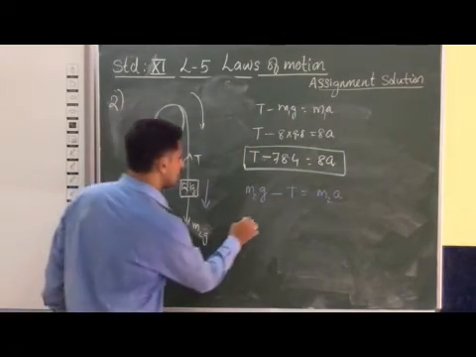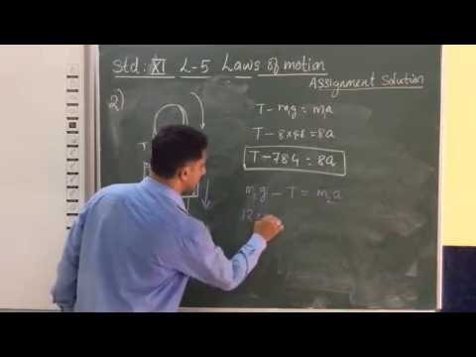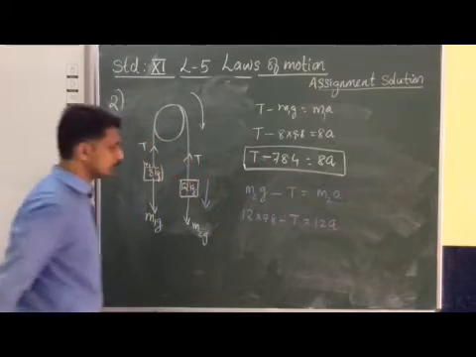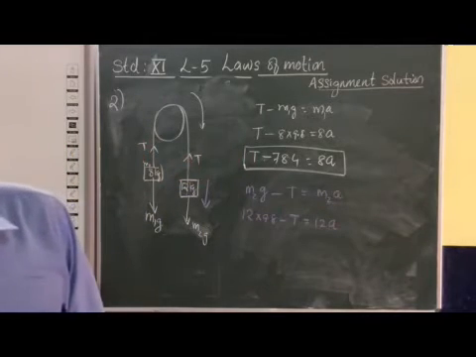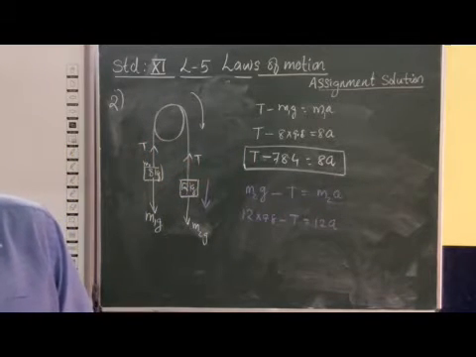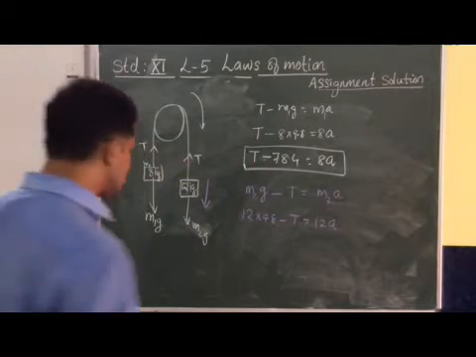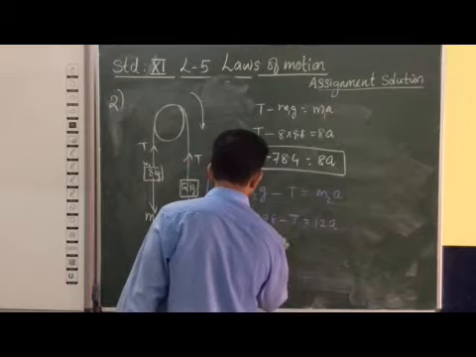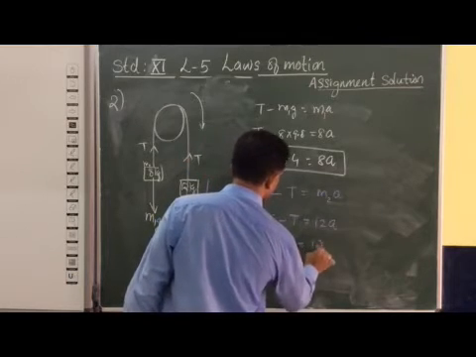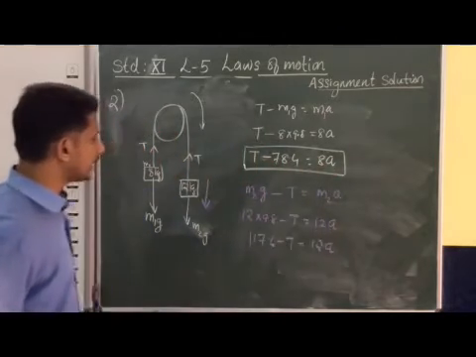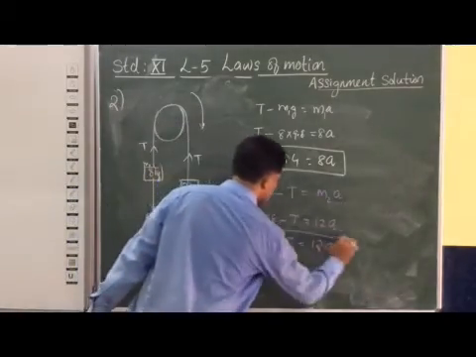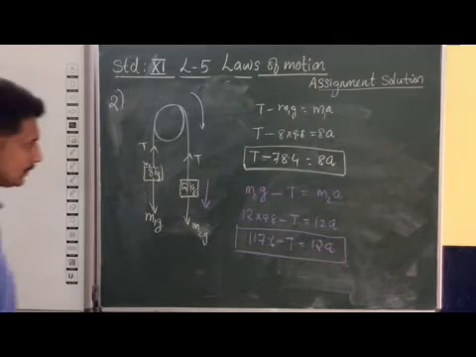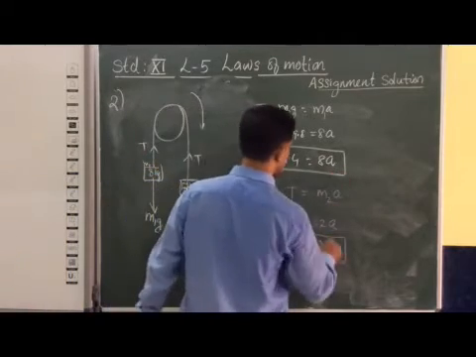So in this case, M2 is 12. 12 into 9.8 minus T is equal to 12 into A. If we find 12 into 9.8, we'll get this value as 117.6. 117.6 minus T is equal to 12 into A. So this way we can get our second equation. So this is our equation number 1 and equation number 2.